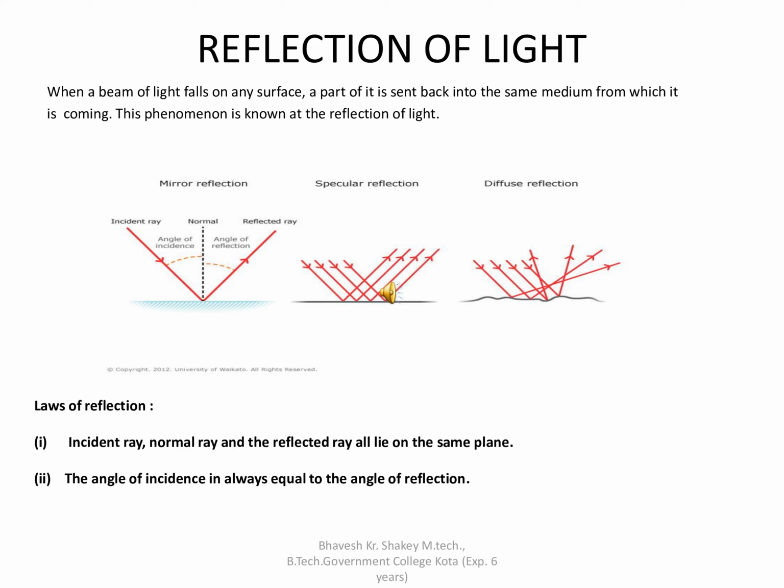There is an incident ray, a reflected ray, and a normal which is perpendicular to the reflecting surface, drawn at the point of incidence. All these three lie in the same plane. So this is the first law. The second law is that the angle of incidence is always equal to the angle of reflection. We need to remember this very important law. Now we move forward to the next slide.